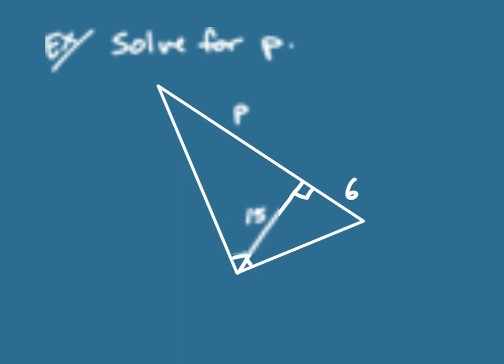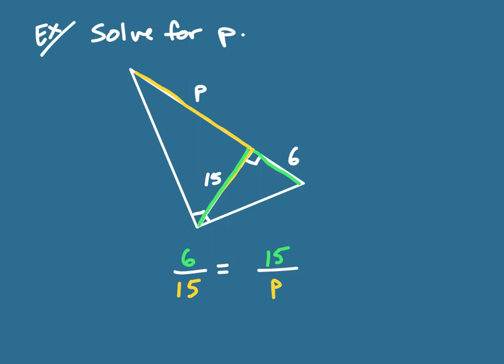I'm going to take my small leg of my small triangle, which is 6, and divide that by the big leg of my small triangle, which in this case is 15. And we're going to set that equal to the small leg of our medium-sized triangle divided by the big leg of our medium-sized triangle, which is P. And what you've done is you can now set up a proportion and solve this equation for P.